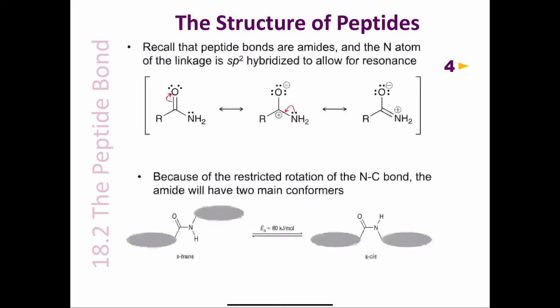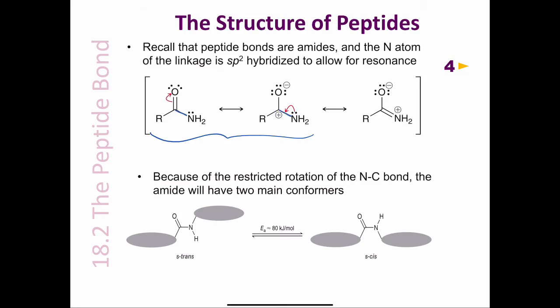Something that's interesting about the peptide bond that we see in proteins, it says here, recall that peptide bonds are amides, and the nitrogen atom of the linkage is sp2 hybridized to allow for resonance. Well, even if you're not sure about the hybridization, if you take a look at the resonance structures here, and there's 3 of them, you'll notice that in the first 2, the bond between the carbonyl carbon and the nitrogen is a single bond, and we call that a sigma bond.